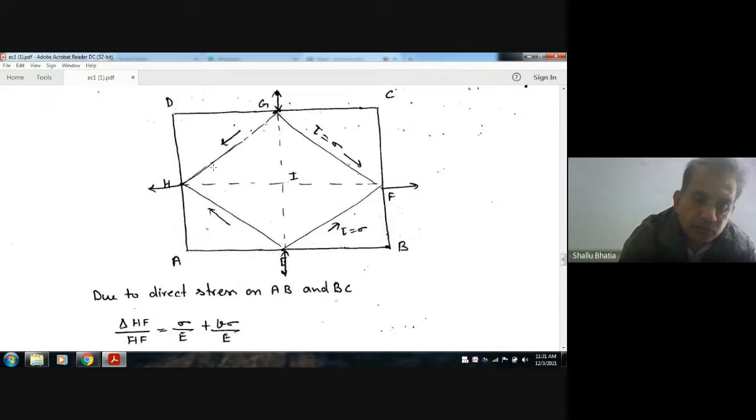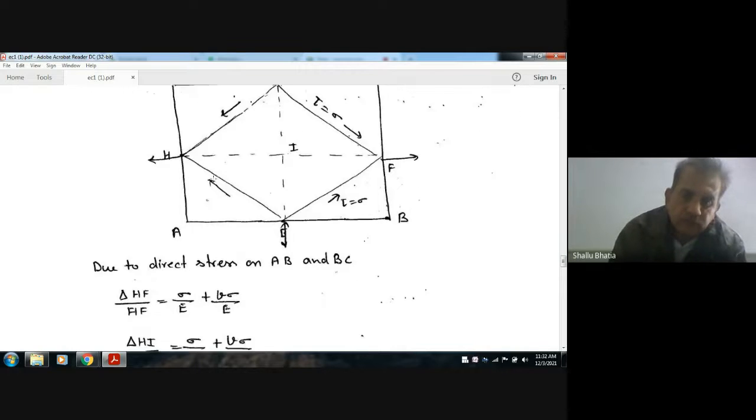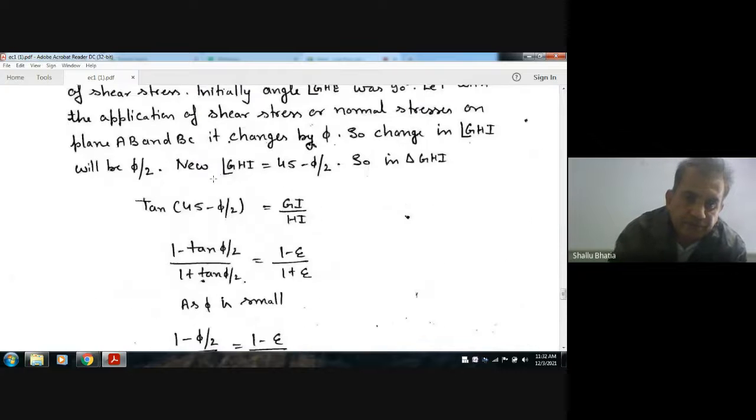Sorry, suppose the shear strain caused by the shear stress is phi. That will be caused from the whole 90 degree angle. Okay, if the shear strain is phi, then this angle will decrease by an amount phi by 2. So this angle will be 45 minus phi by 2.